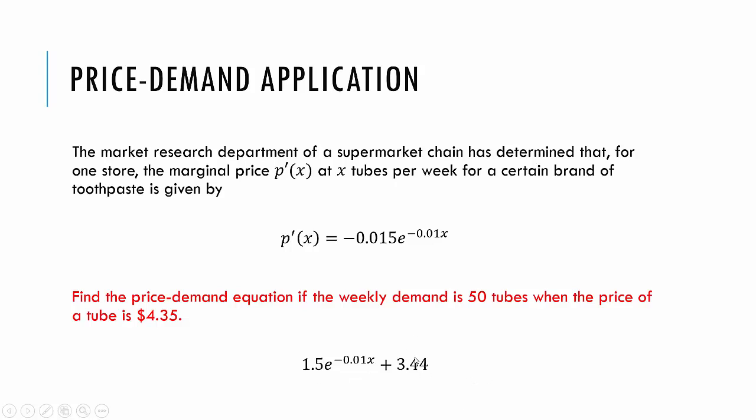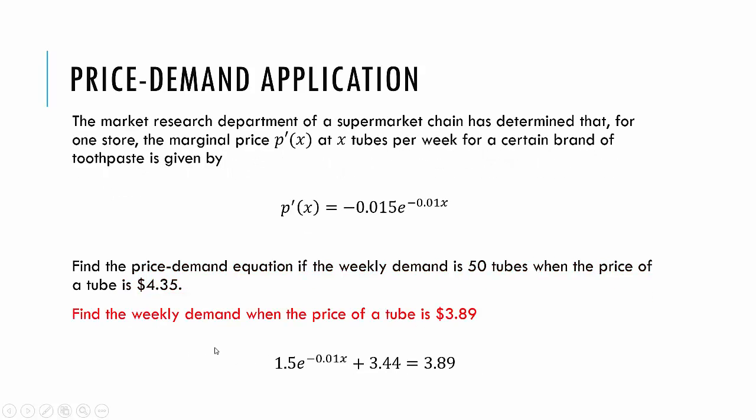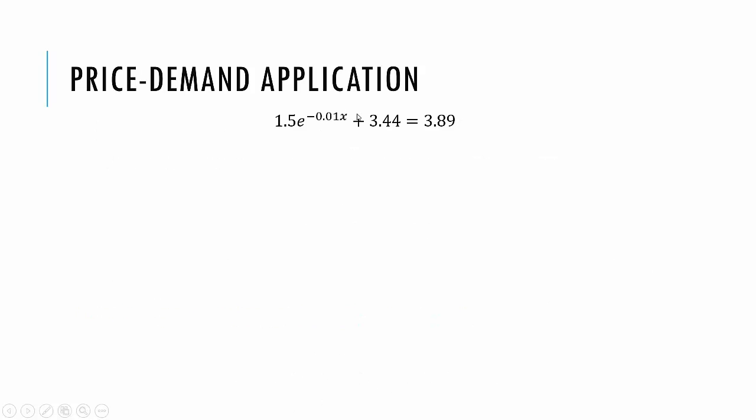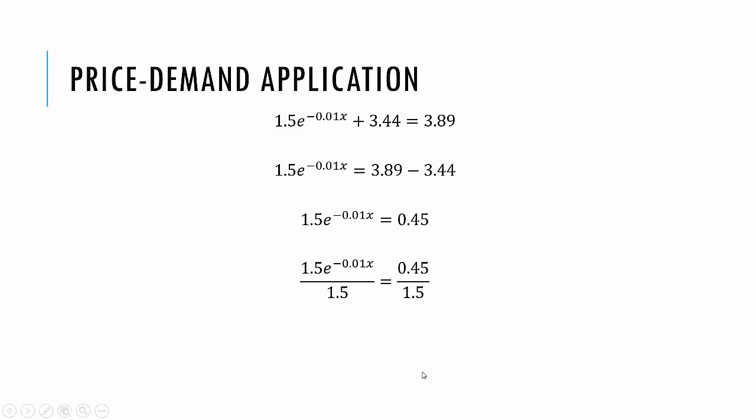Now that I have this, I can answer my second question that says find the weekly demand when the price of a tube is $3.89. So my price demand equals $3.89. I need to solve it. So what do I do first? I move the 344 to the other side. I then divide both sides by 1.5. Just that crazy algebra stuff you remember, right? And then, do you remember how to solve something like this?